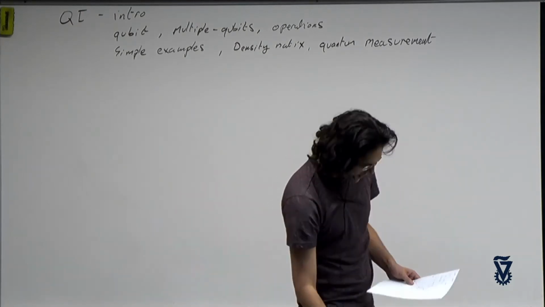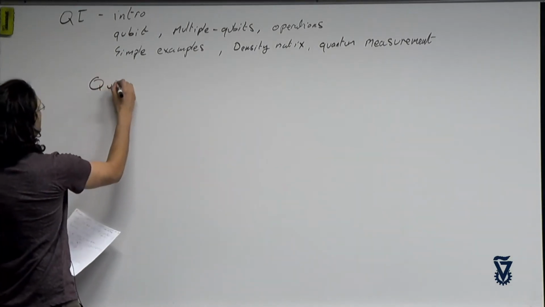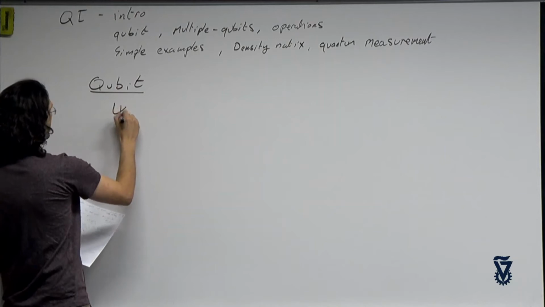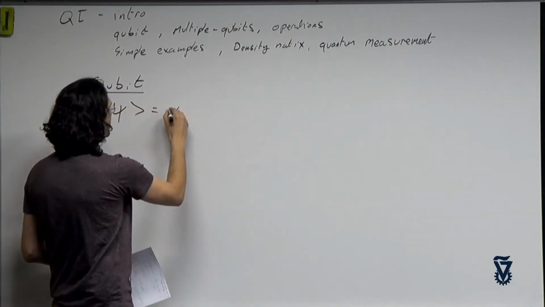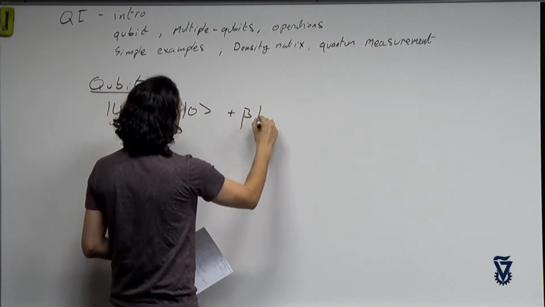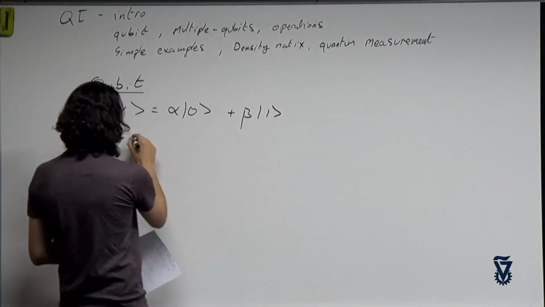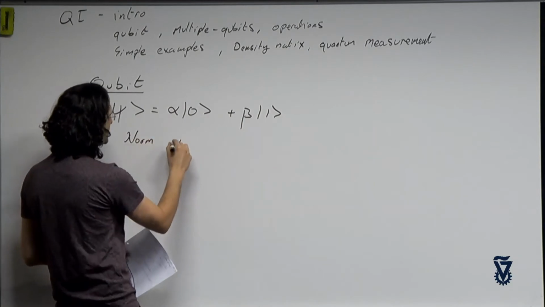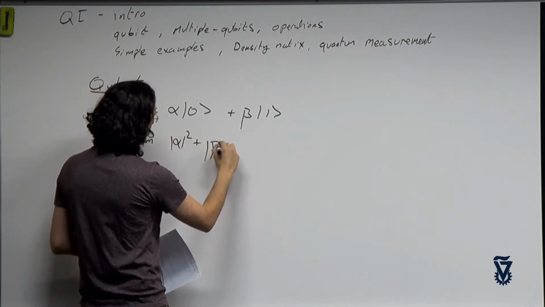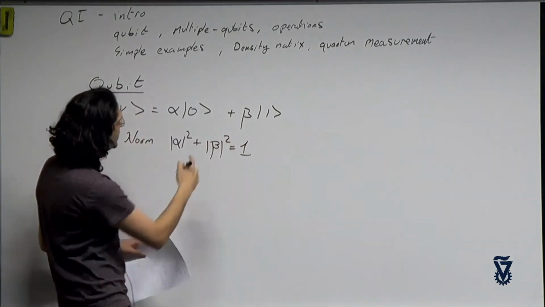Okay. All right. So last time I introduced the qubit formally. Remember, a qubit is just a state with some amplitude alpha to be in state 0, plus some amplitude beta to be in state 1. And of course, the normalization means that alpha squared plus beta squared is 1.